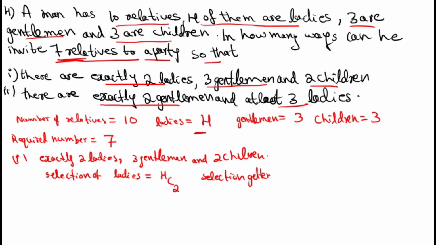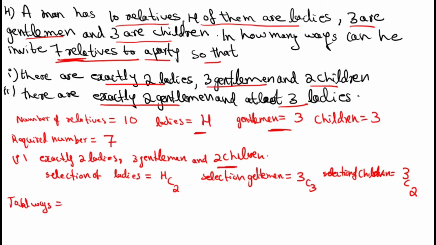Equal to, see, 3 gentlemen are there. You need to select 3 gentlemen. Okay, and what about the children? Selection of children is equal to how many children are there? 3 children are there. But how many children you need to invite? Only 2 children.